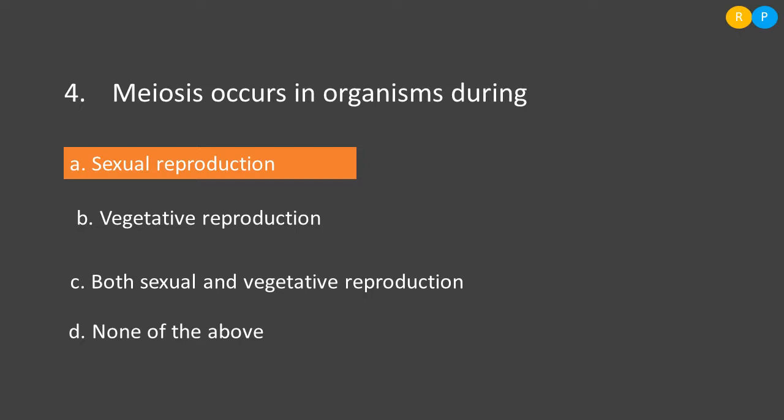Then option B, vegetative reproduction. There is no role of meiosis in vegetative reproduction because no reductional division takes place during vegetative reproduction. Then option C, both sexual and vegetative reproduction, is also not the correct option. Option D, none of the above. So the correct answer here is option A, sexual reproduction, because meiosis occurs in organisms during sexual reproduction. It helps in gamete formation.